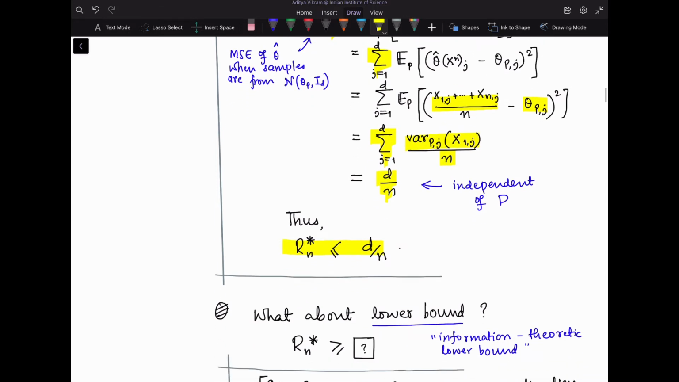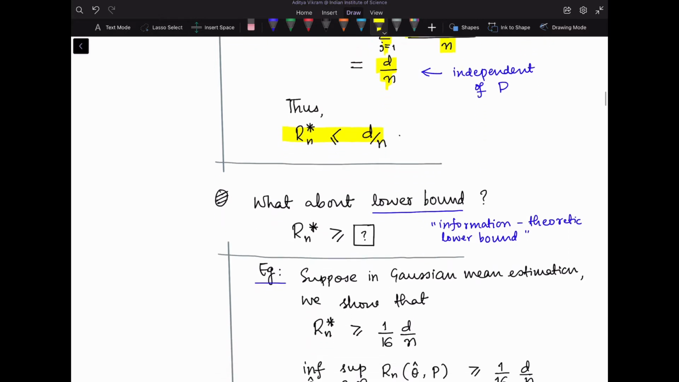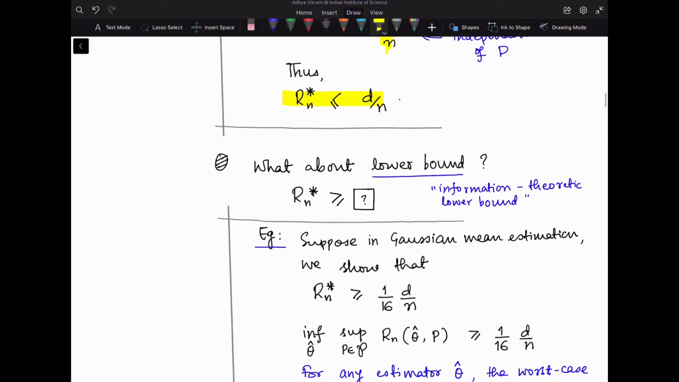Okay, so now what about the lower bound? So the lower bound will say something like Rn star is at least something. Okay, and we call this the information theoretic lower bound on Rn star. It basically says that no matter what estimator you use, you cannot do better than whatever the lower bound you have. Okay, so it is regardless of everything.